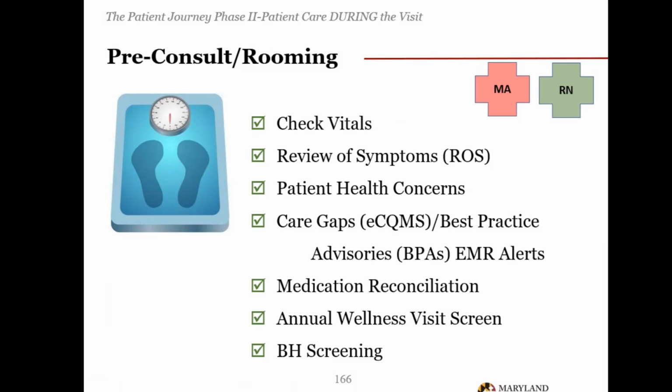With rooming, again, looking at these key points: checking the vitals, review of symptoms, patient health concerns, are there any care gaps to close? VPAs and EMR alerts will vary depending on what EMR you're using. But if you already have it set up that you want alerts in case something is due, when you pull up the patient, you see it will flag red that something is due: AWV is due, BHI is due, or to order another A1C test. So again, if this is not working for you now, this is what you can do. So again, another practical example.